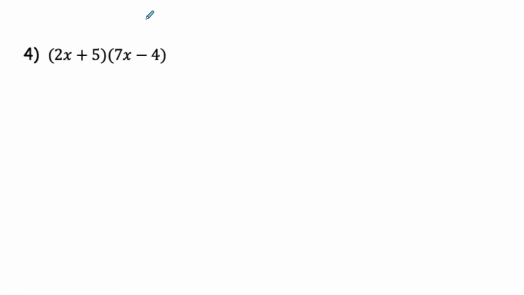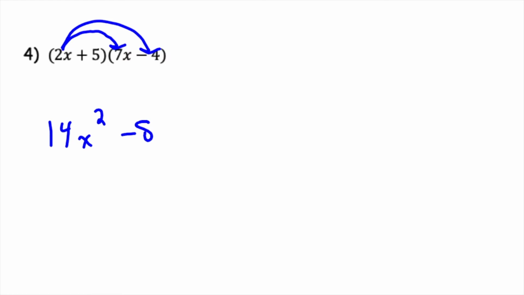All right, next. This one will require our distributive property to happen twice. So multiply 2x through. 2x times 7x. 2 times 7 is 14. X times x is x squared. 2x times, don't forget the negative 4, is negative 8x.